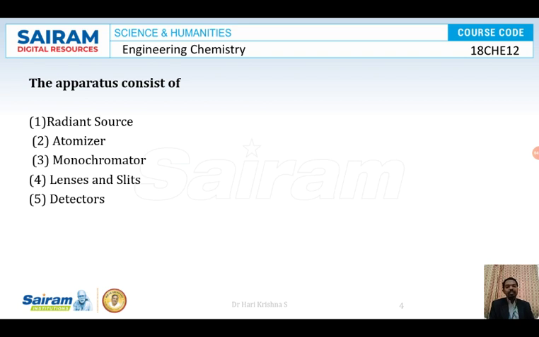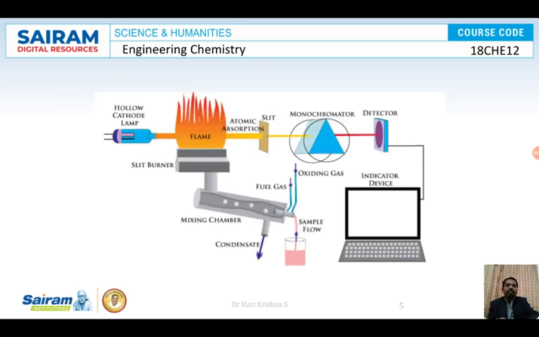Detectors generally means photomultipliers are used as detectors. Photomultipliers are used as detectors in atomic absorption spectrometers. In some instruments, two filters and two detectors are used to compensate for the fluctuations in the sources. So these are the apparatus used in atomic absorption spectroscopy. Let us see how to perform the experiment here.